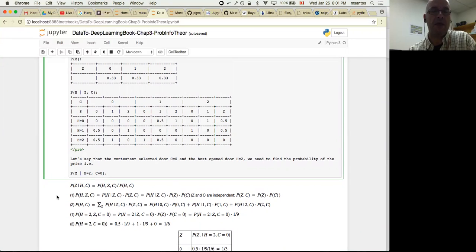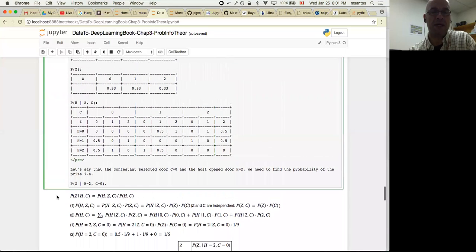And the idea behind the relation I brought here and the use of the Bayes approach is that the only information I have is this table. And this table is giving me the probability of H given Z and C. I do not have the joint. I do not have this. But Bayes' approach helps me in dealing with this joint probability in the following way.